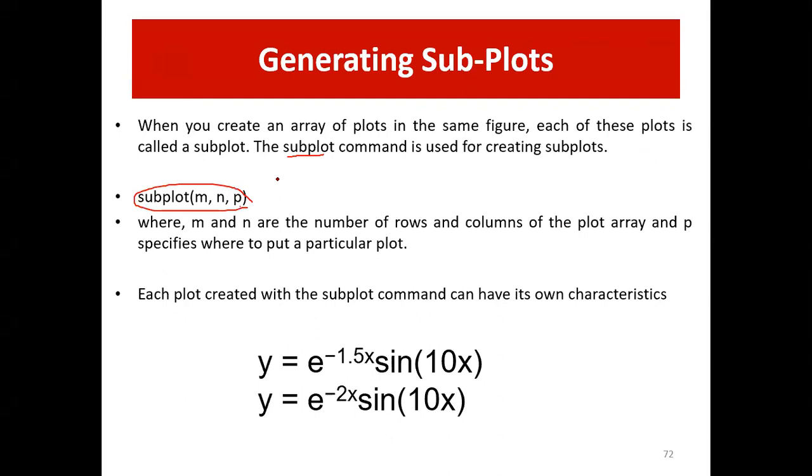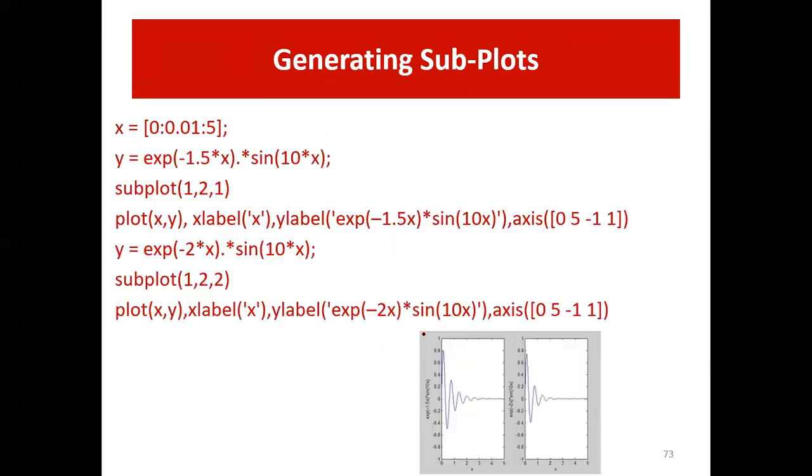Then we have the p value. So p specifies the position of the plot, where we are going to put a particular plot. For example, here we have y equal to e power minus x multiplied with sine of 10x. Then another one is e power minus 2x sine of 10x. With this type of value, how are we going to generate it in subplots?